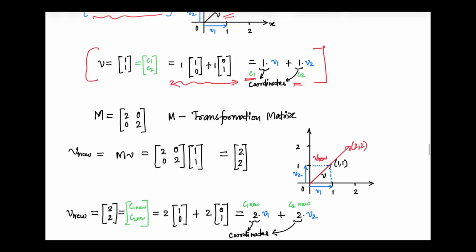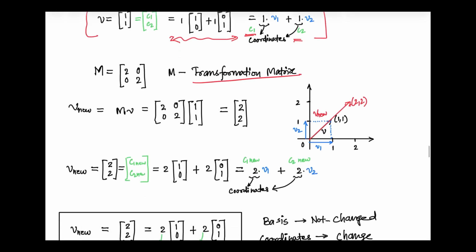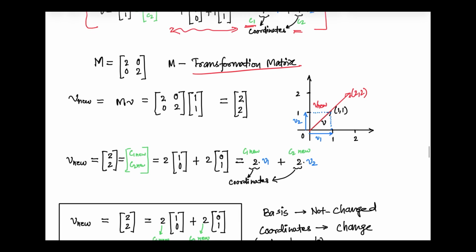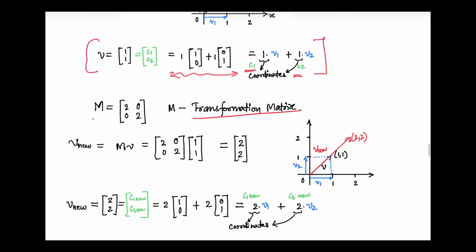Now we take a matrix M, and we call this matrix the transformation matrix. If the vector is being multiplied by a matrix, the matrix is always going to transform the vector. So in this case, we have a matrix M, which is [2 0; 0 2], and it is a transformation matrix.